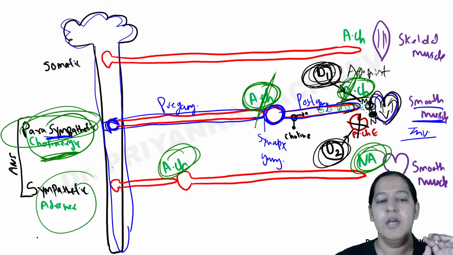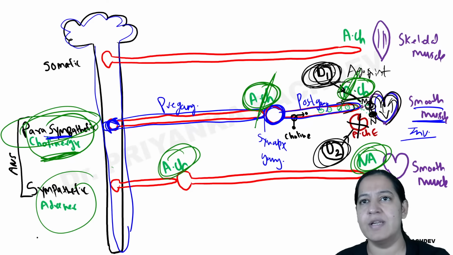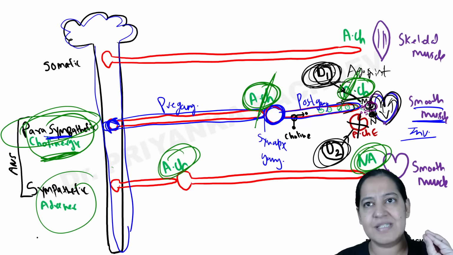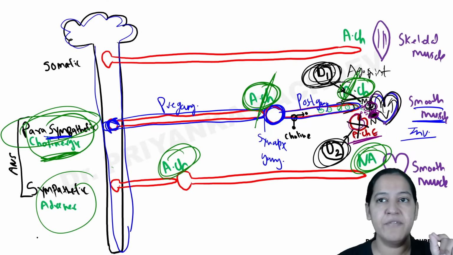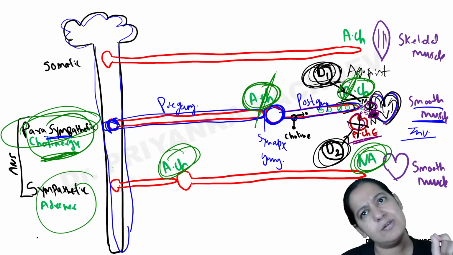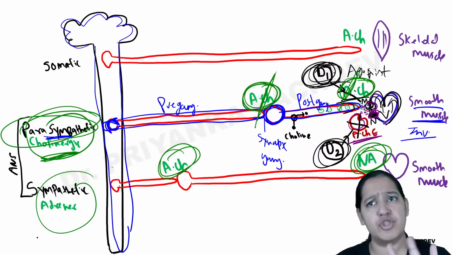Normally acetylcholine, you have seen the green color molecule, is secreted here and it acts on muscarinic and nicotinic receptors. After its action, it is destroyed by an enzyme. The name of the enzyme is acetylcholinesterase. This red color enzyme I have drawn here. Normally it destroys the acetylcholine after it shows its action.